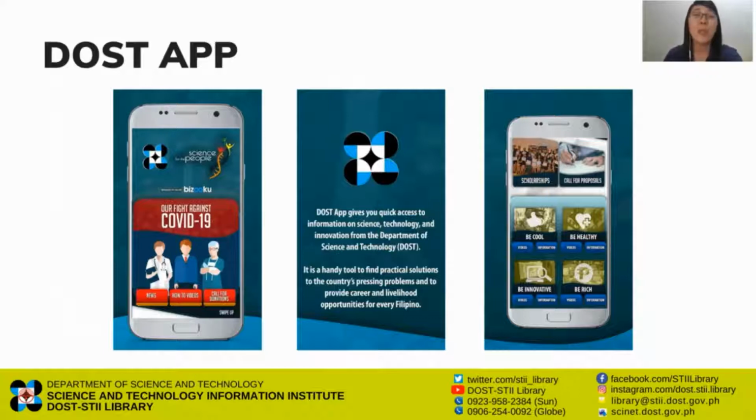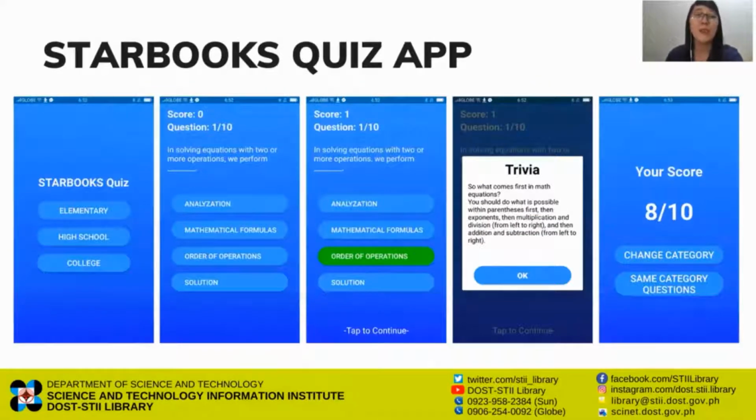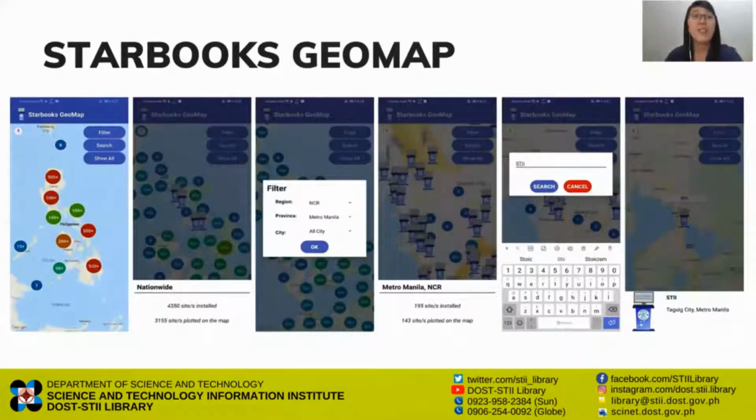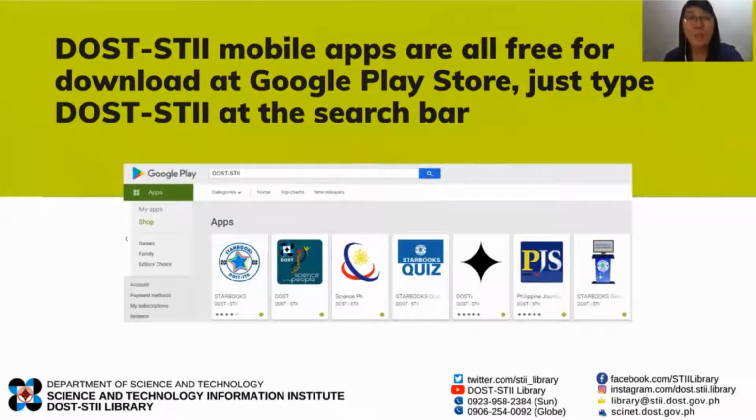opportunities for every Filipino. And then, next, we have the Starbooks Quiz app, designed to challenge our elementary, high school, and college students to answer quizzes on science and technology. We also have the Starbooks mobile app for the students and teachers on the go, and the Starbooks Geo Map to locate all of Starbooks kiosks installed in the Philippines. These three Starbooks mobile apps will be discussed more comprehensively by Mr. RJ in part 3. Remember, all of these mobile apps are free for download at Google Play Store.